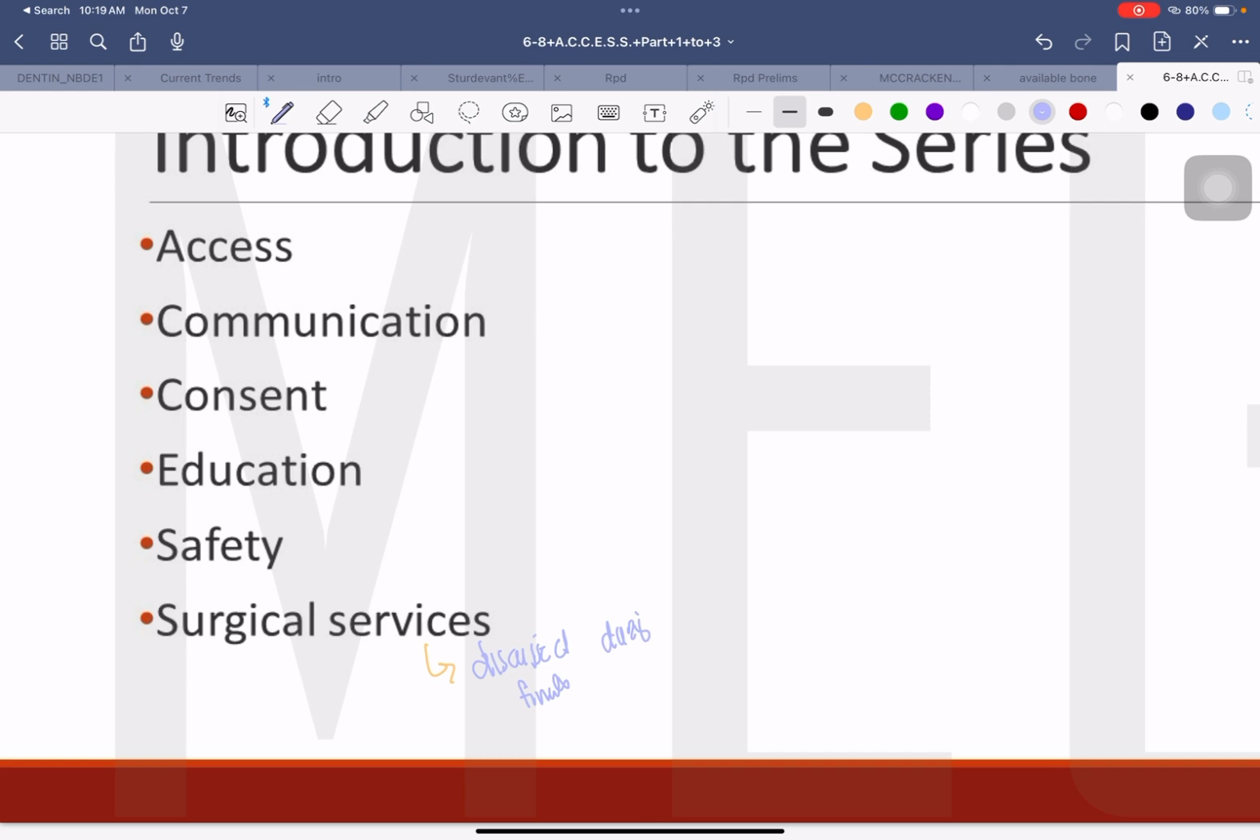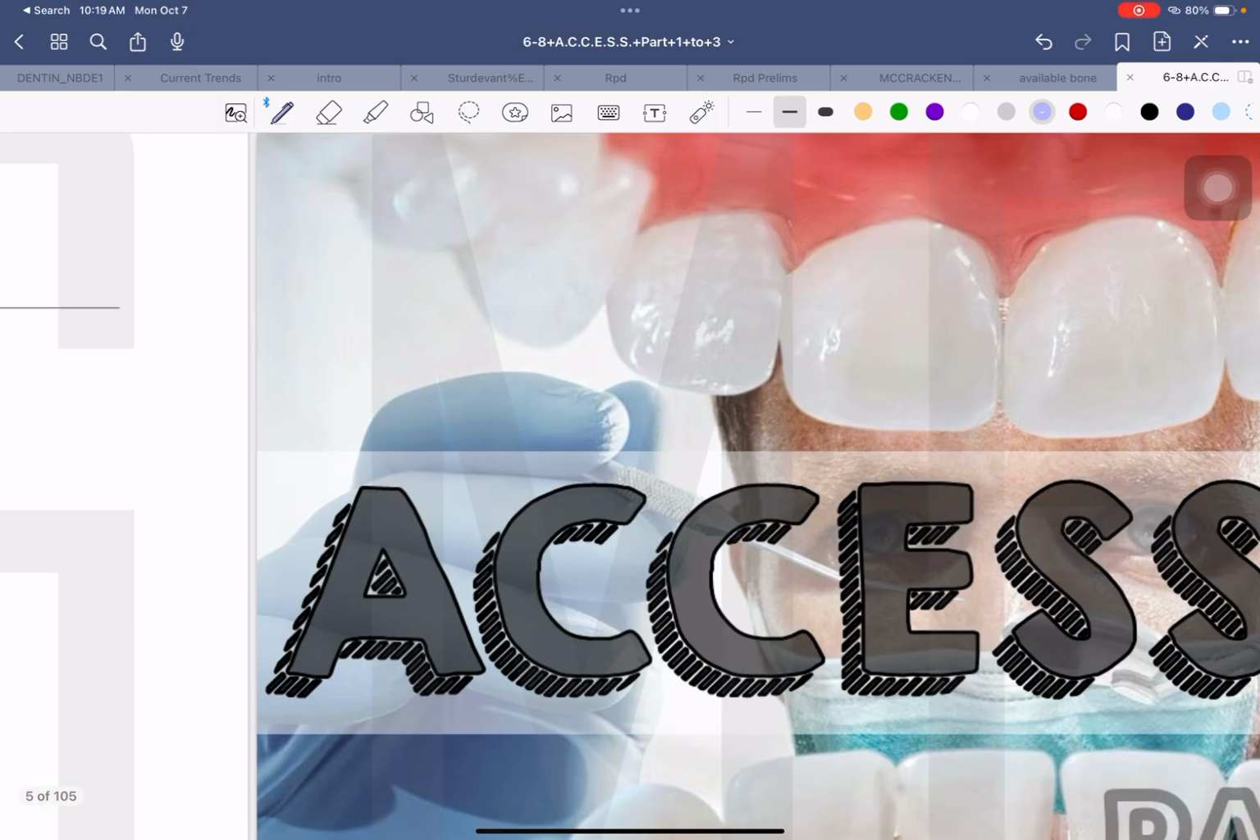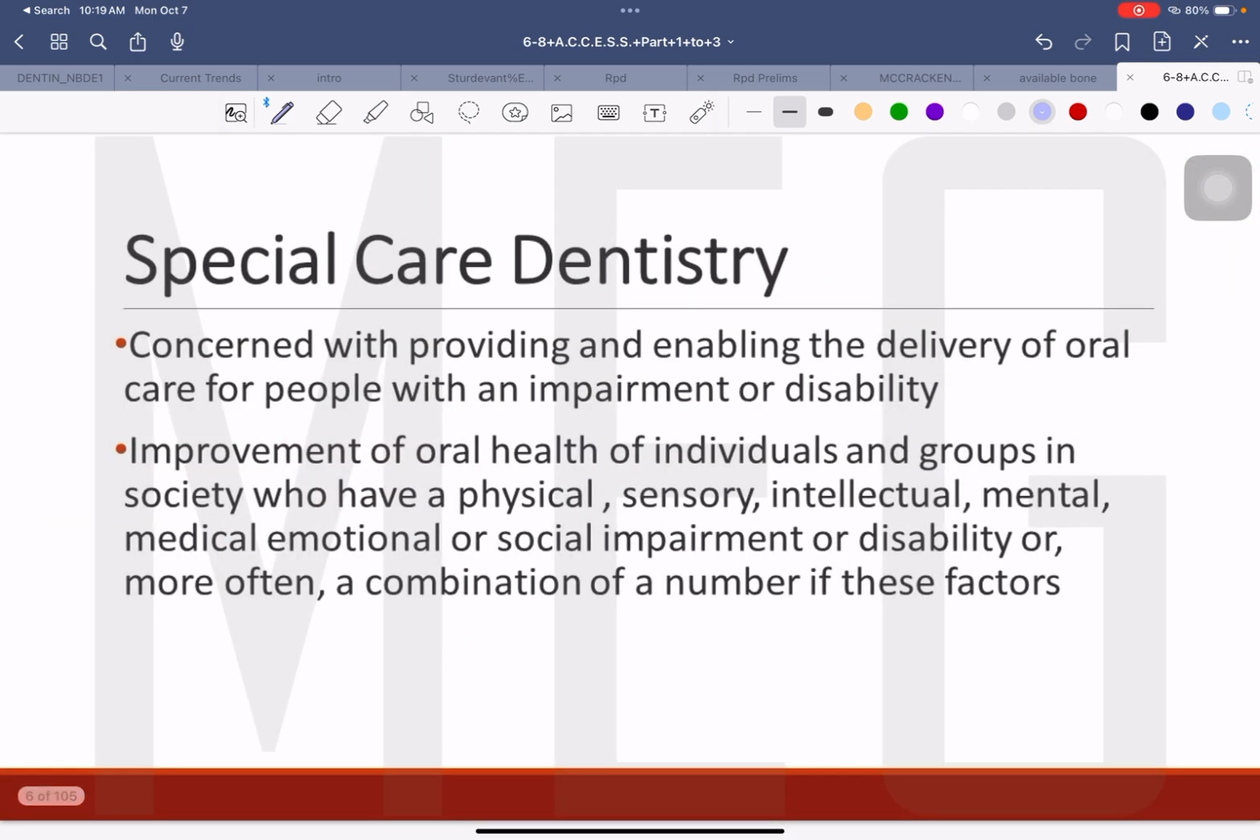Again, what is special care dentistry? This is concerned with providing and enabling the delivery of oral care for people with an impairment or disability. It is the improvement of oral health of individuals and groups in society who have a physical, sensory, intellectual, mental, medical, emotional, or social impairment or disability, or more often a combination of a number of these factors.